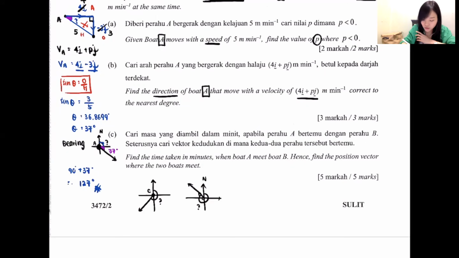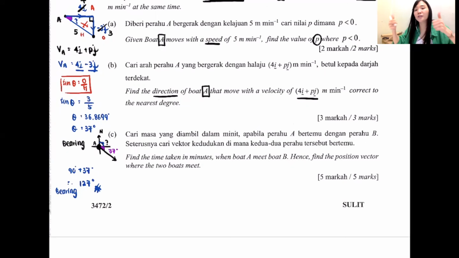Okay, now, my dear. So I should write bearing in front. So my bearing will be 127 degree bearing. Bearing 127 degree. I hope all of you guys okay. So far so good. Let's go on.